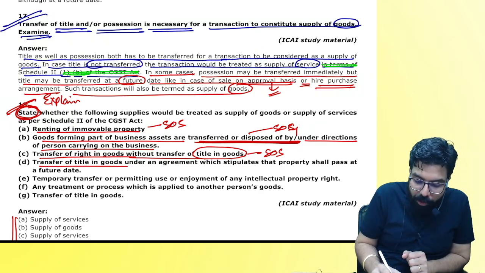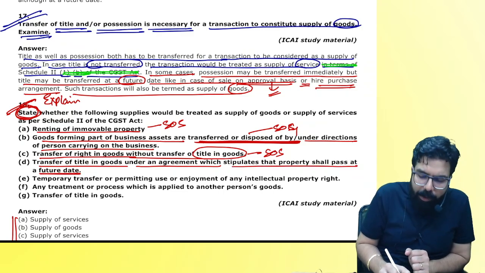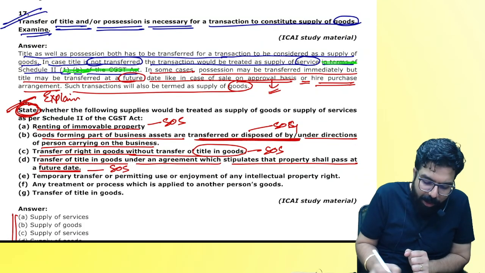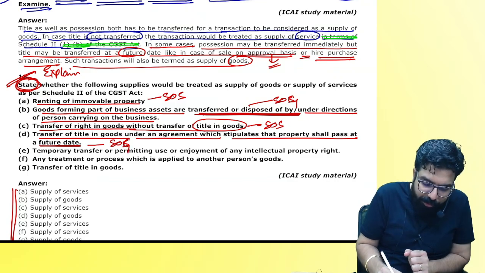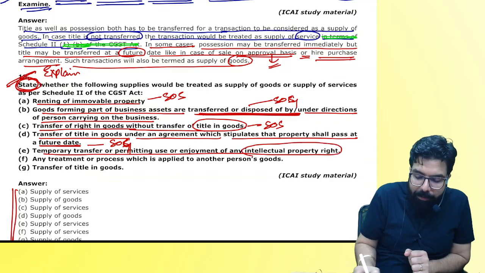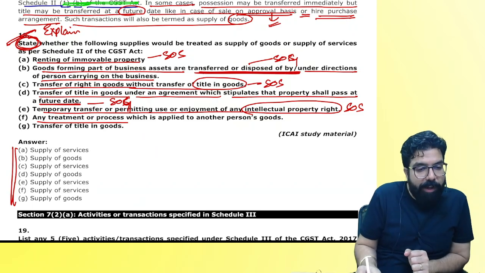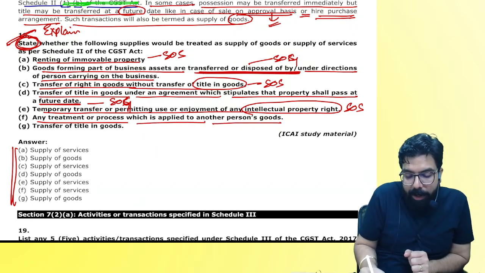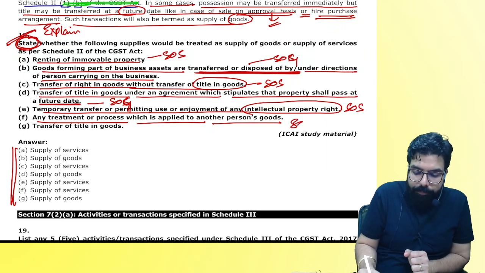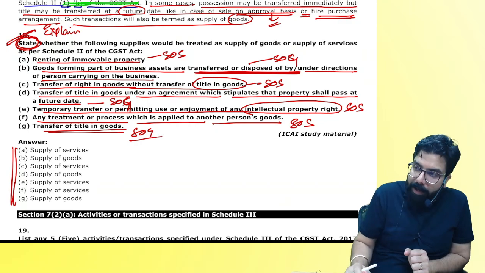Transfer of title in goods under an agreement which stipulates that property shall pass on a future date. What is the shortcut name? Hire purchase. Supply of service or goods. Temporary transfer or enjoyment of IPR. Service. Any treatment or process which is applied on another person's goods. Service. Transfer of title. Are we clear?